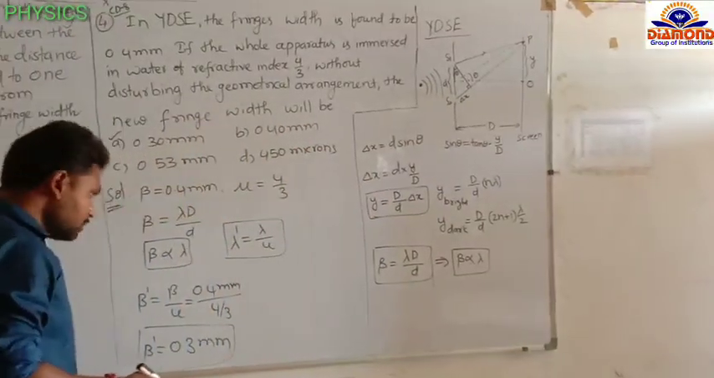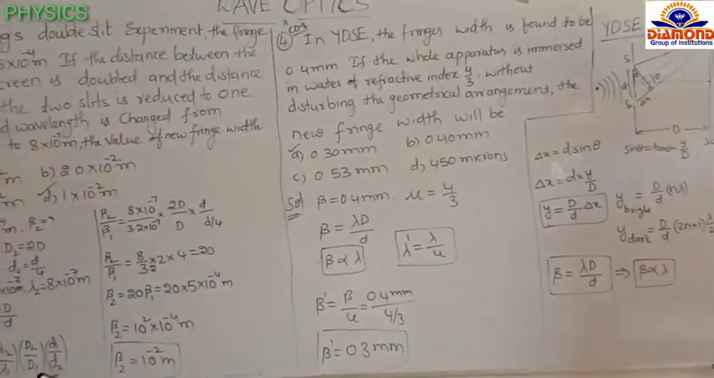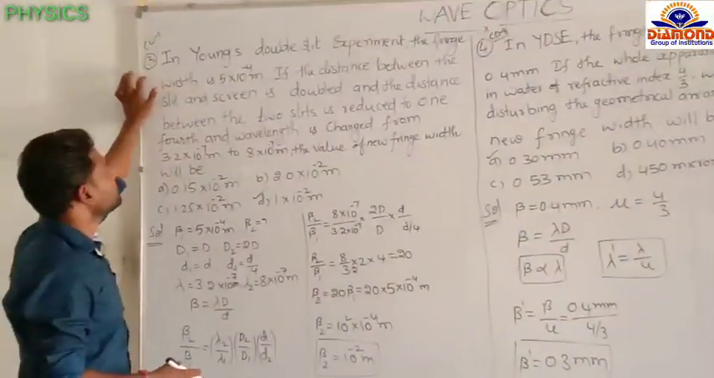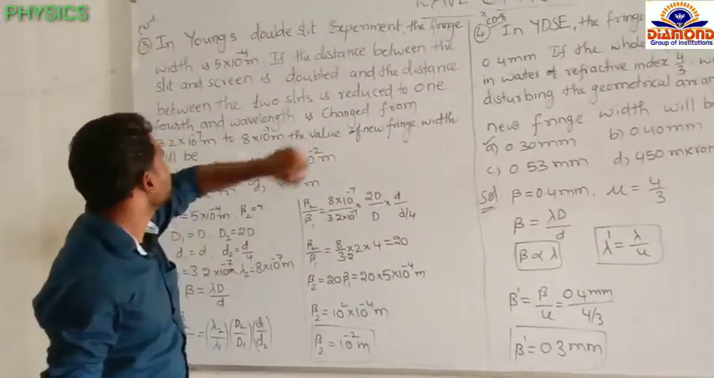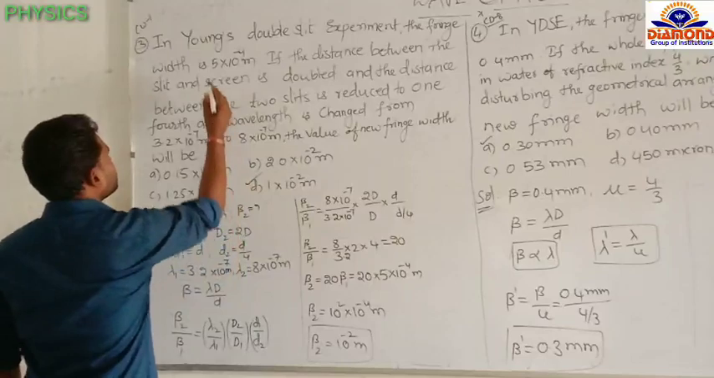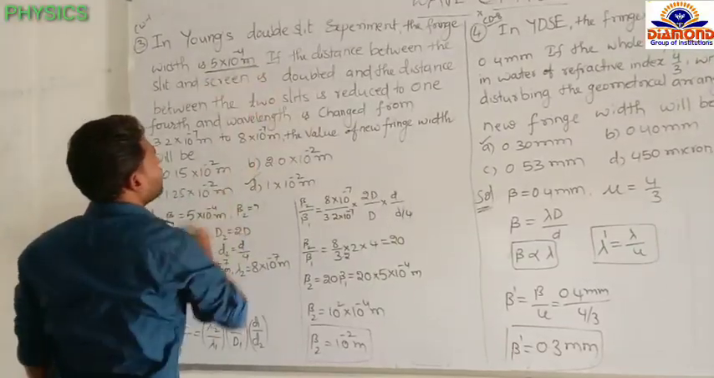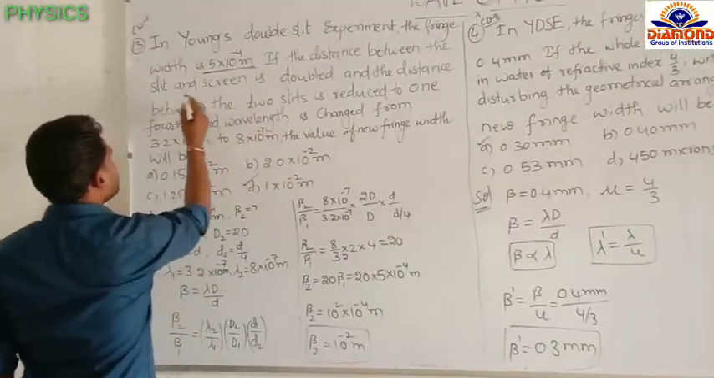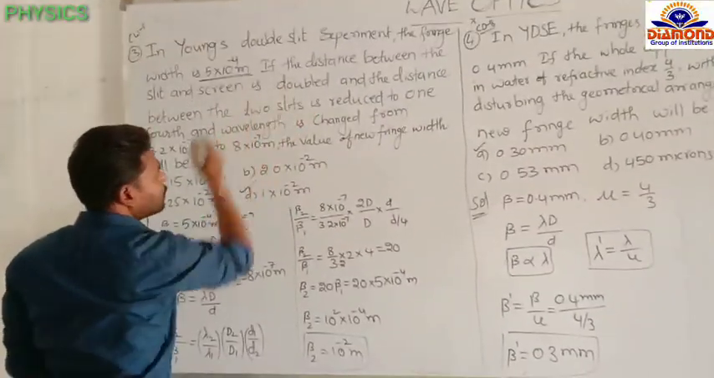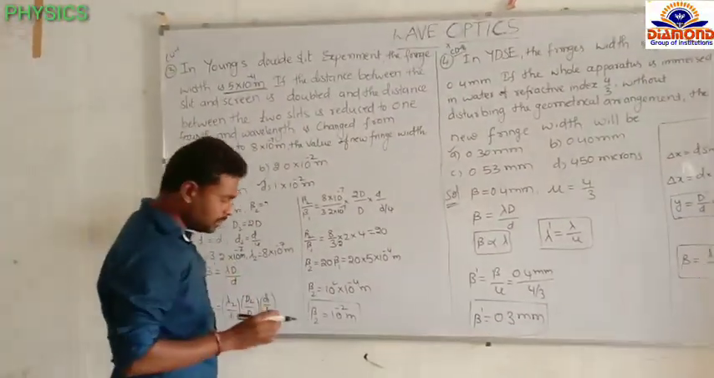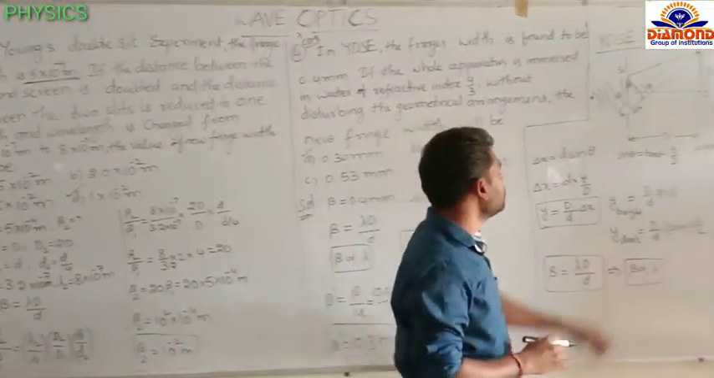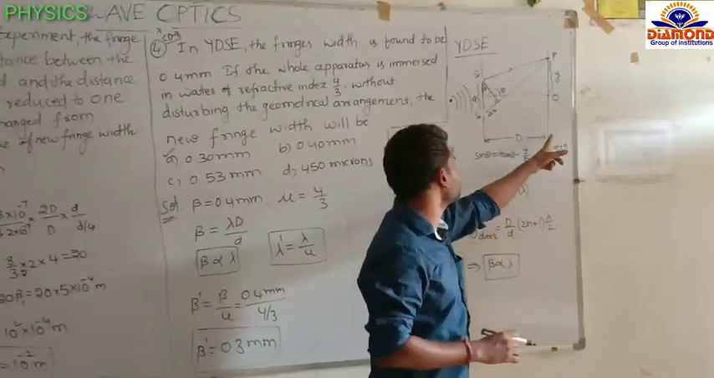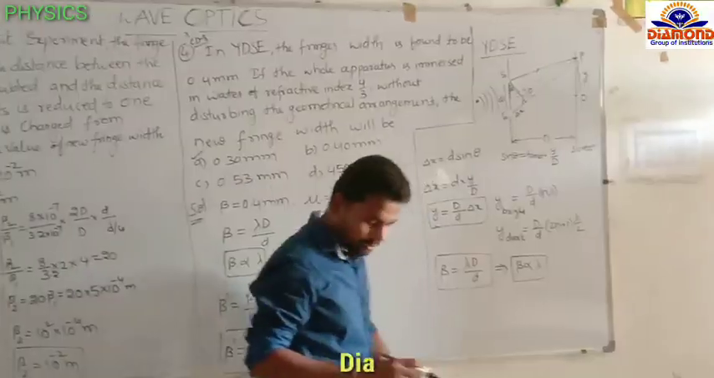Okay, next let's see the problems based on YDSE. The third problem here: in Young's double slit experiment, the fringe width is given. So first the fringe width is given, and the distance between the slits and the screen is doubled. You have to remember every time, no need to draw the diagram: the distance between the two slits is small d, and the distance between the screen and the slits is capital D.